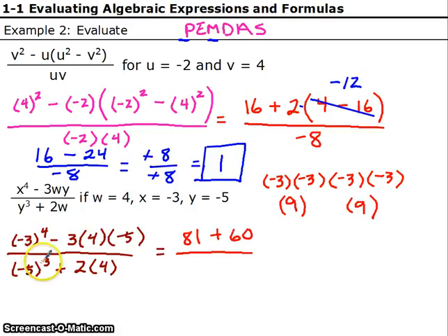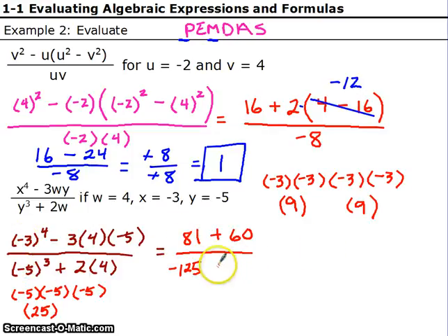Negative 5 cubed. So that's negative 5 times negative 5 times negative 5. Negative 5 times negative 5 is positive 25. 25 times negative 5 is negative 125. So notice with the odd powers, a power of 3, the sign stays the same. You keep the negative. The negative doesn't go away like it did on the even power. That's an important distinction to remember for later on when we start doing more stuff with exponents. Even ones cancel out the negative, odd ones do not.